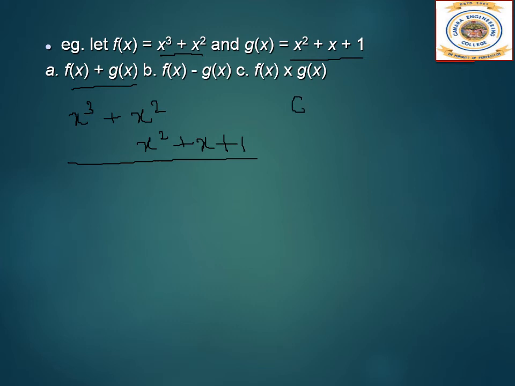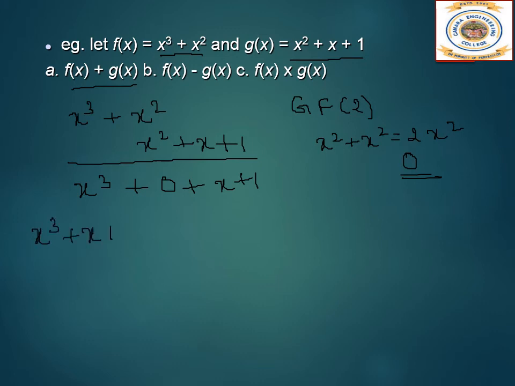The main thing you have to remember is that it is over GF(2). So here, this is x cube plus, see, x square plus x square. What do I get? I get 2x square, where this 2 mod 2 will be 0. So this I get as 0. Then this is x plus 1. So what is the answer for the addition? The answer is going to be x cube plus x plus 1. This is the answer for addition.